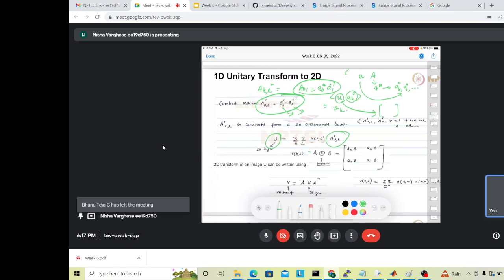So this can be derived in a simple formula like this: V is equal to A U A transpose. This equation can also be used to find out the transformation, where A is the input transformation. So if it is a DFT, we can say that A is equal to 1 by root 2 times the matrix [1 1; 1 minus 1].